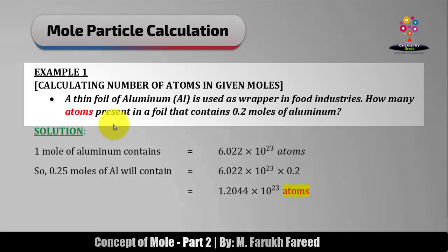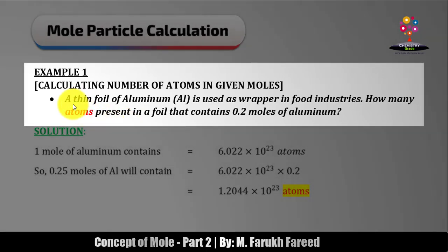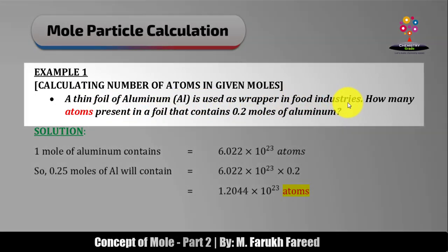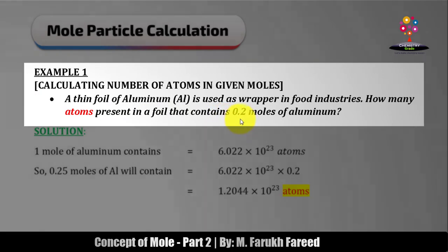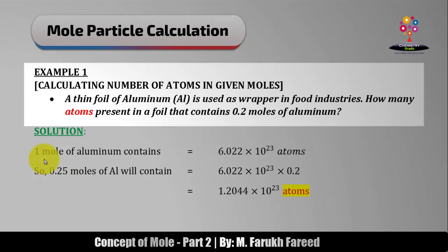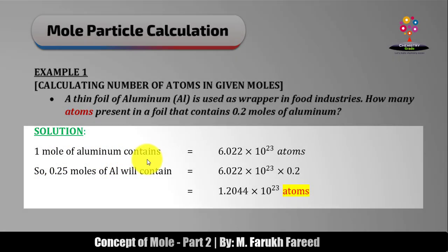First of all let's go and check the statement of the question. A thin foil of aluminium is used as wrapper in food industries. This is a general information for you. Now the calculation part. How many atoms present in a foil that contains 0.2 moles of aluminium? So for solution we have to find first of all 1 mole of aluminium. It will always contain 6.022 into 10 raised to power 23 atoms, which we called usually Avogadro's number.